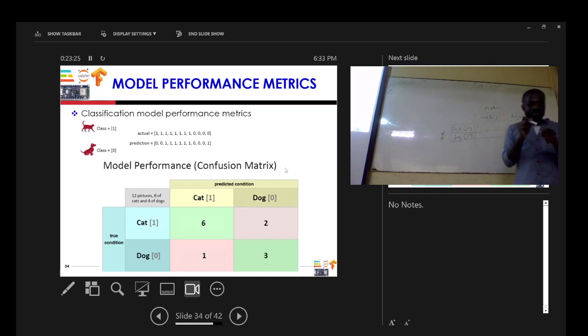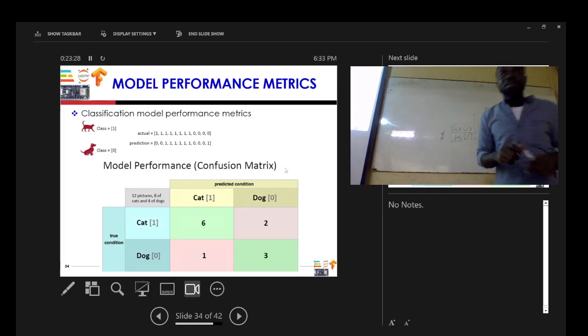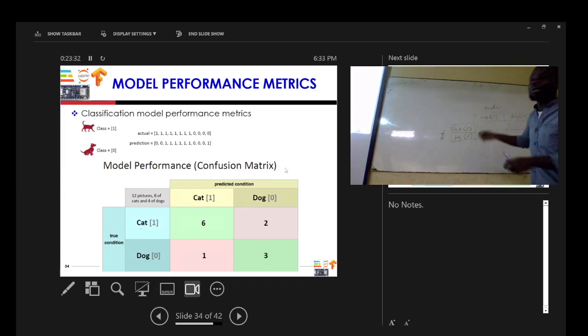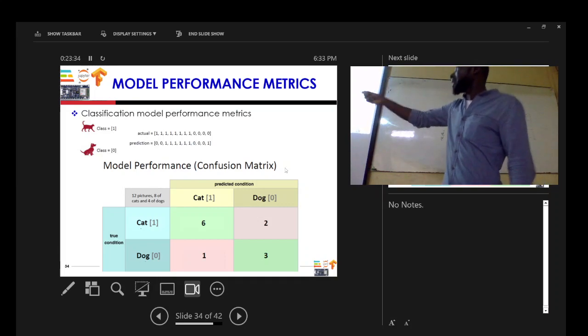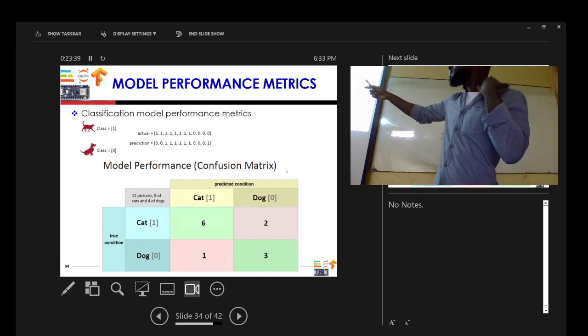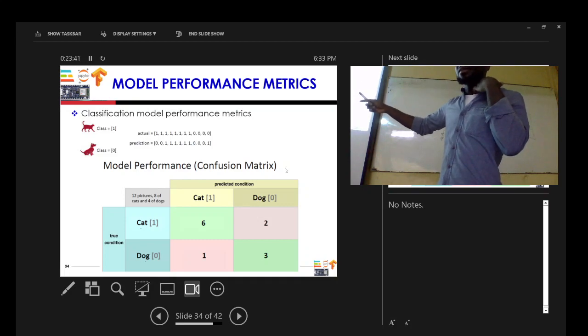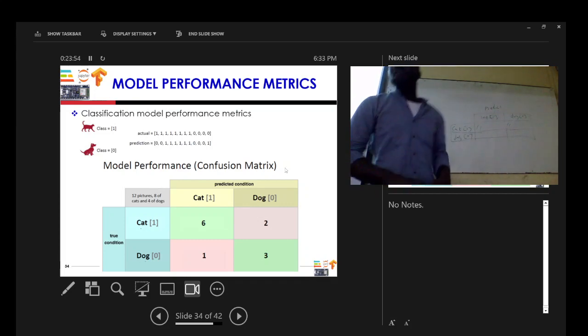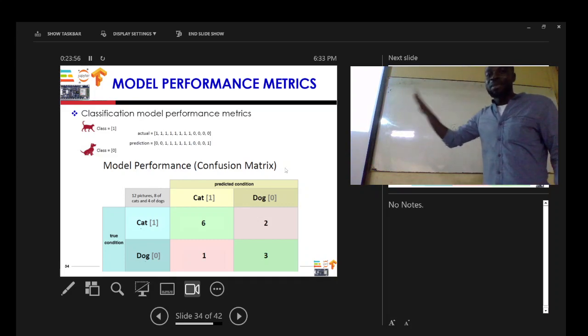Anybody else? So how come we had a six? Once you do everything, then you add everything up. If it's a cat and it predicts a cat, that is 6. We have 6 predicted cats. When it's a cat and it predicts a dog, it's 2, and stuff like that. Understood? Confusion matrix is very, very important.